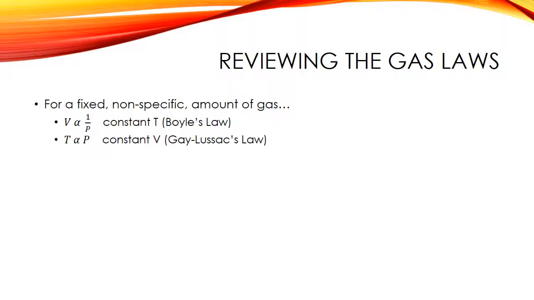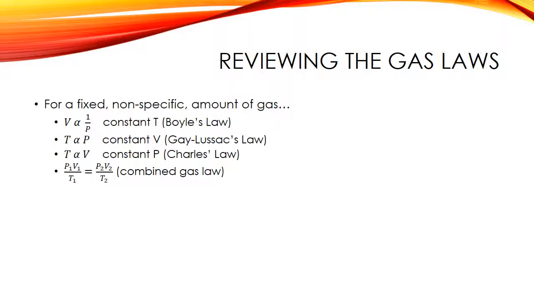We know that temperature is directly proportional to pressure at constant volume. This is known as Gay-Lussac's law, and temperature is directly proportional to volume with constant pressure, which is known as Charles' law. And for all of these, we have a fixed amount of gas, and it's non-specific. We don't really even need to know how much gas we have. We just know we have some gas in a container. We change something about the gas, its temperature, its pressure, its volume, one of those three, maybe two of those three, and then we find the new value of the other quantity.